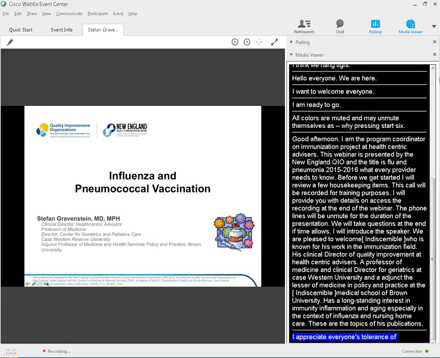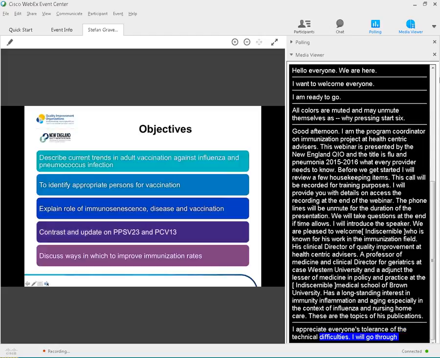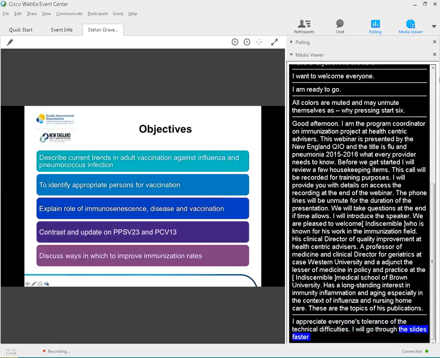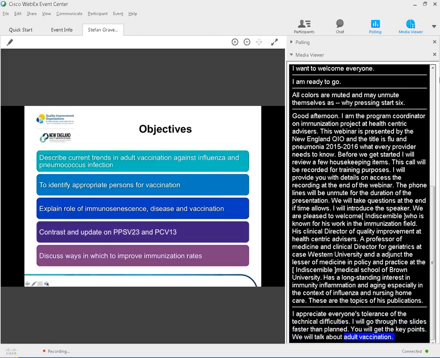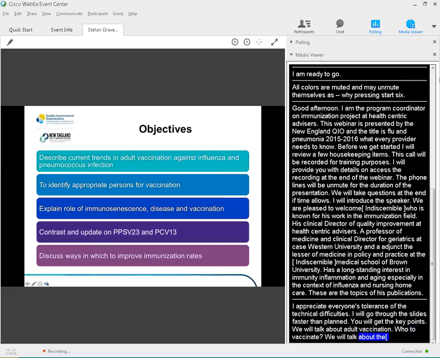I'm going to go through the slides a little faster than planned, but you'll still get the key points. We're going to talk about adult vaccination against flu and pneumococcal infection, who to vaccinate. We'll talk about the role of immunosenescence, a disease in vaccination, contrast the new pneumococcal vaccine with the older one, and ways to improve immunization rates.